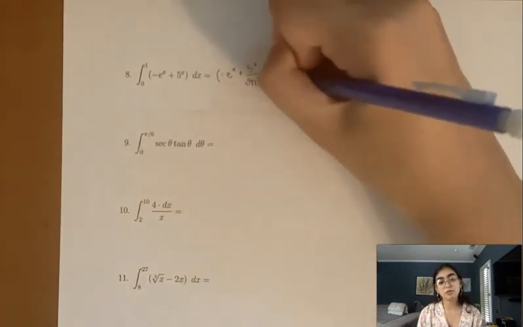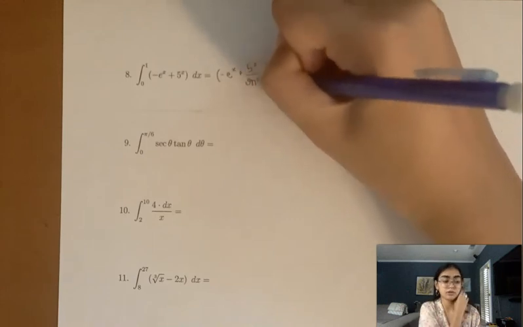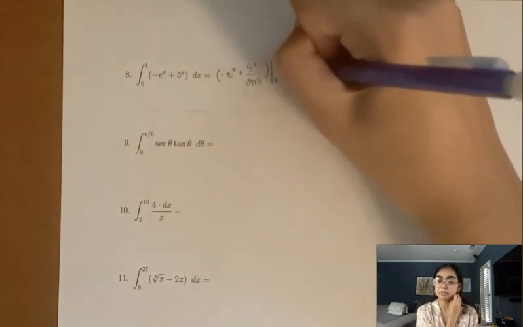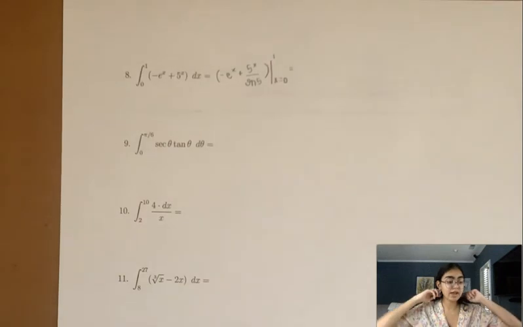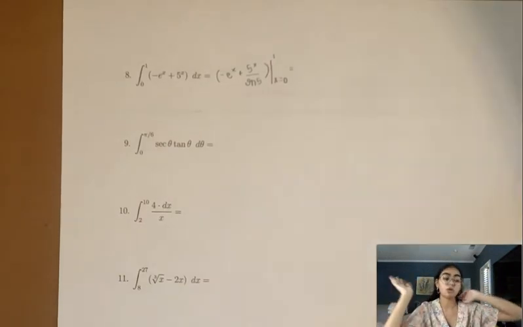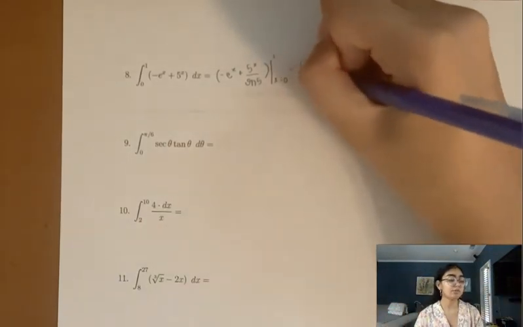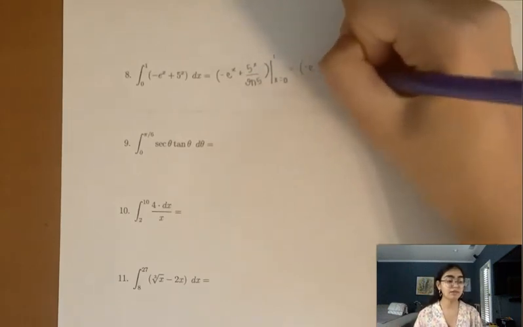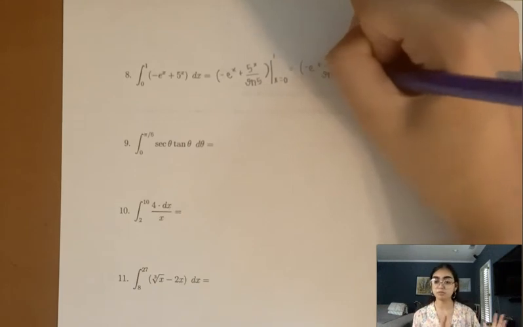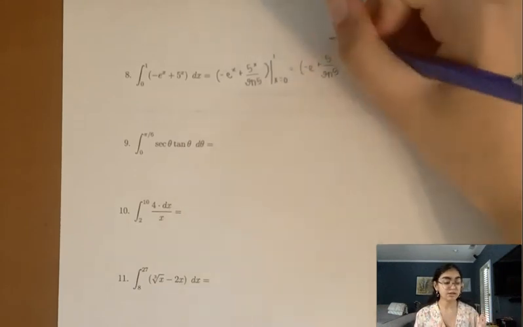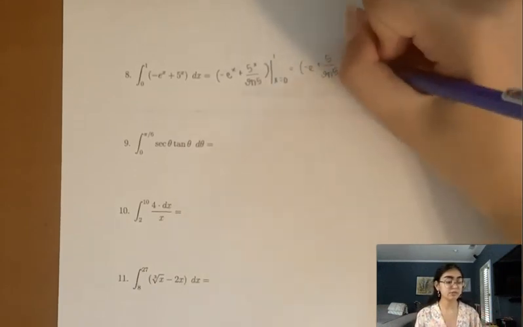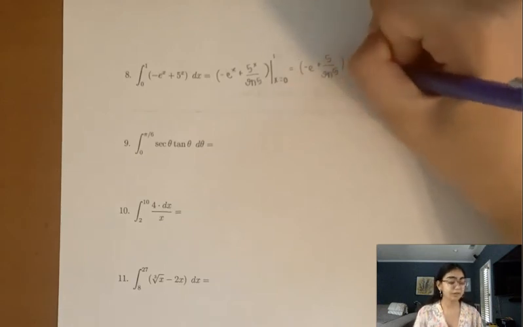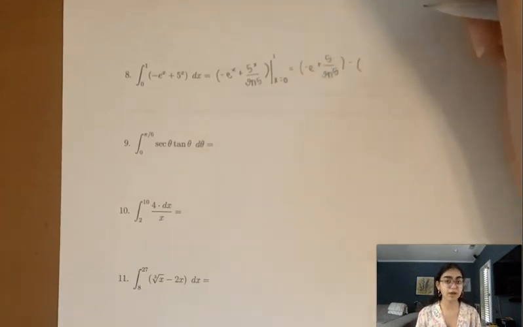We're then going to plug in 1 and 0, and then just do our top minus bottom. So we're going to have negative e to the 1 power, which is just negative e, plus 5 to the 1 power, which is just 5, over ln 5, minus, so all that's in parentheses, and then we're going to do minus negative e to the 0 power plus 5 to the 0 power over ln 5.